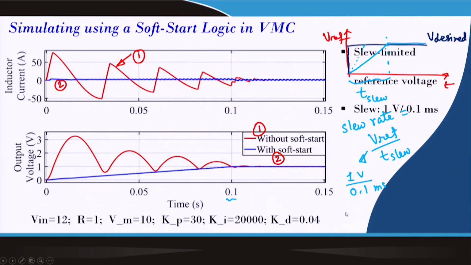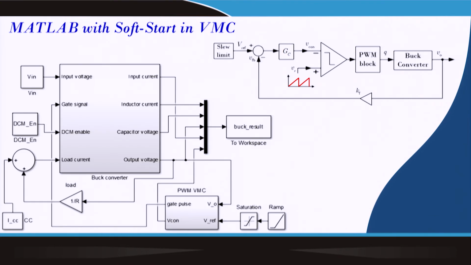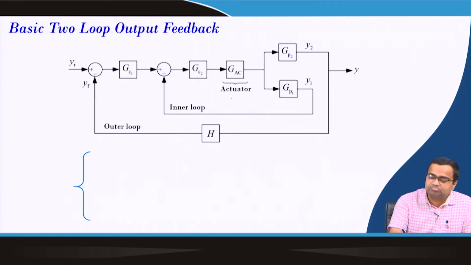The next task is that you can change the slew rate. In MATLAB, we have already explained that we can incorporate this particular block, and you can change the rate of the slew. Now we are going for two-loop control. In two-loop control, we have an inner loop and an outer loop.